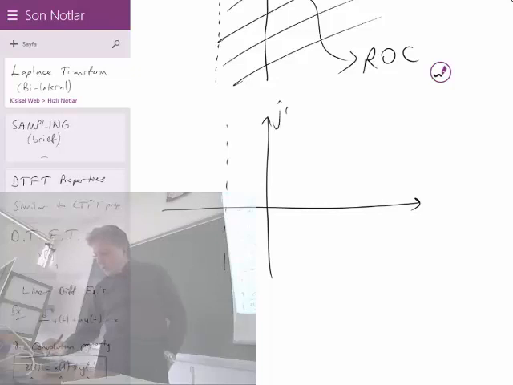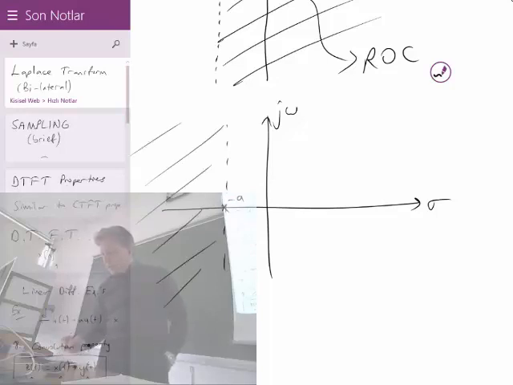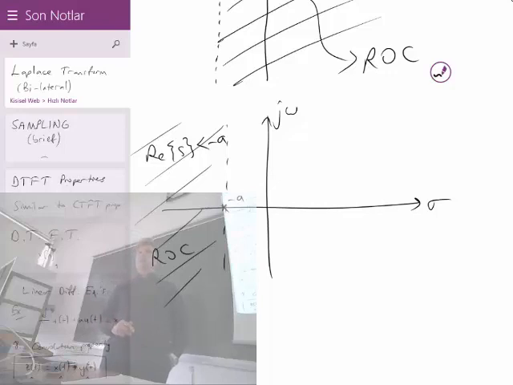This is j omega, this is the sigma axis. Again, let's put a pole here. Then the region of convergence may be like this, for real part of s less than minus a. It is to the left-hand side of minus a. This could be the region of convergence. Therefore, that's how you define it.